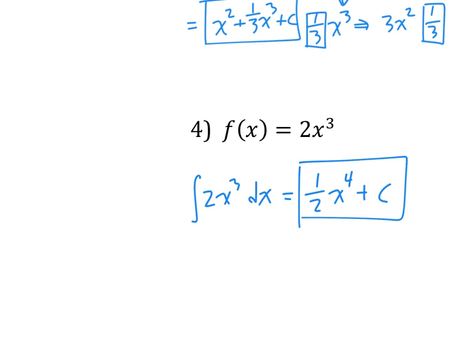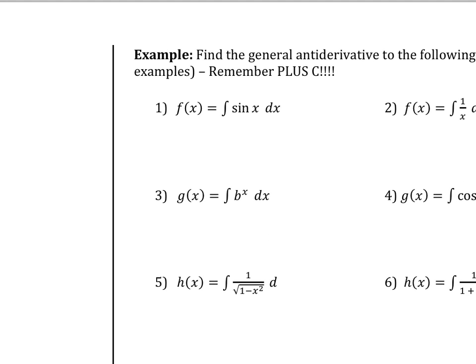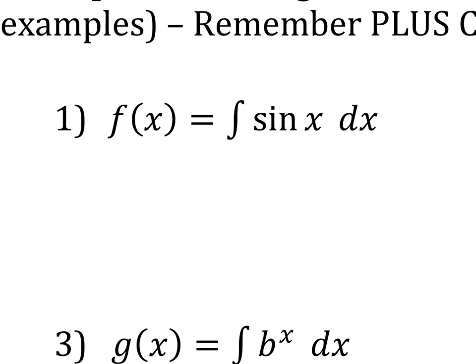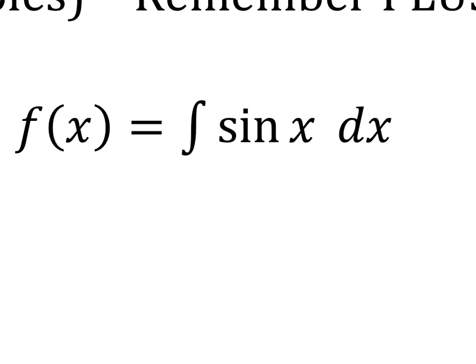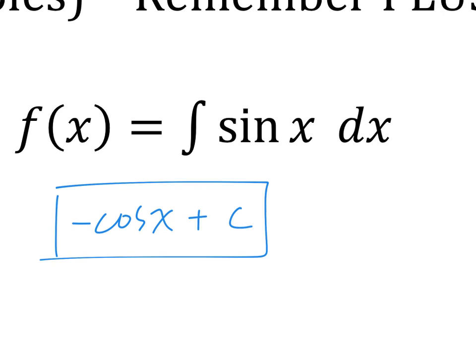All right. Now we're going to look at special derivatives where it's not just power rule. You have to remember that derivative. What is the integral of sine x? Negative cosine. So it has to be a cosine to get a sine, but when you take the derivative of cosine, you get a negative sine. We don't want that negative. So negative cosine x plus c. So these you just have to kind of memorize.